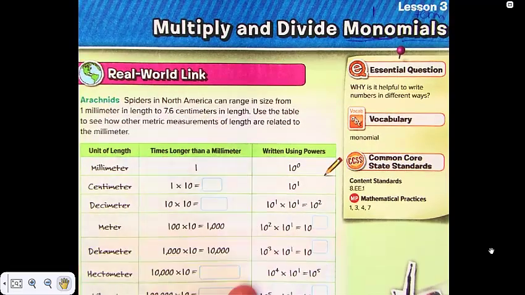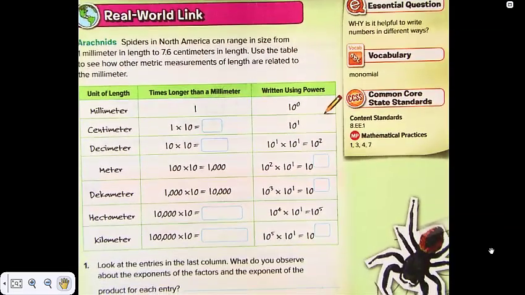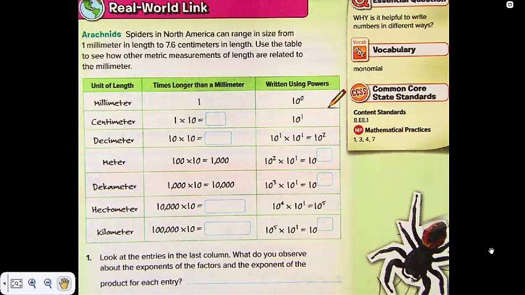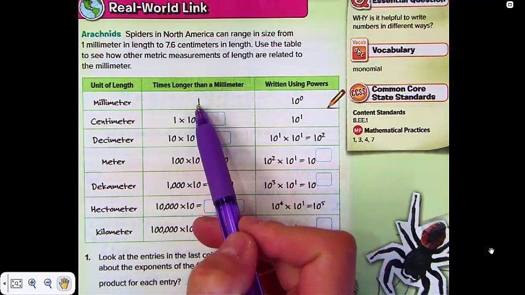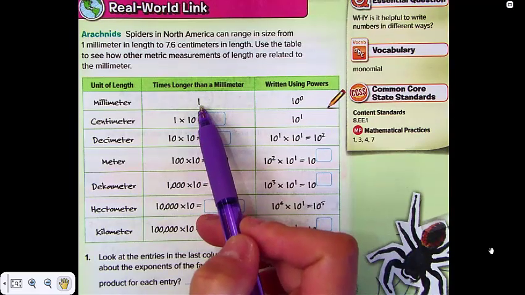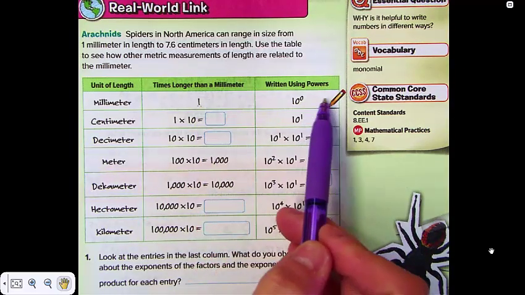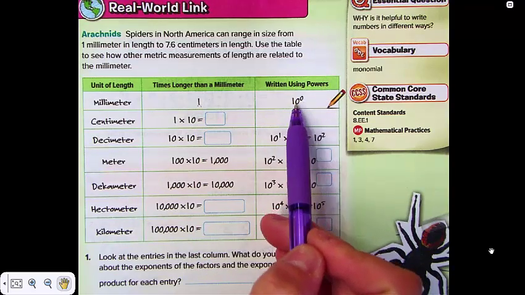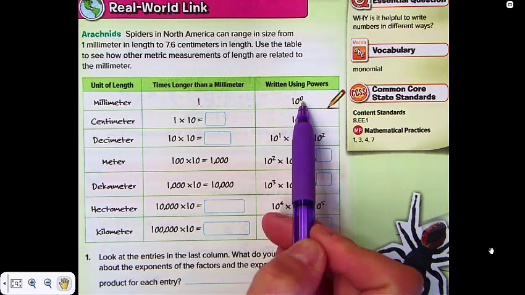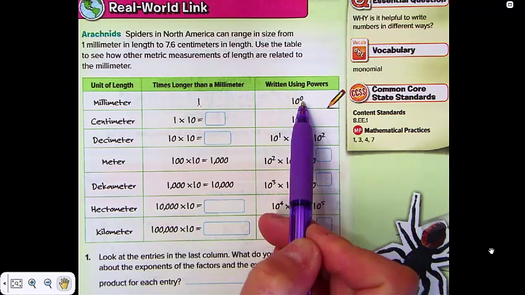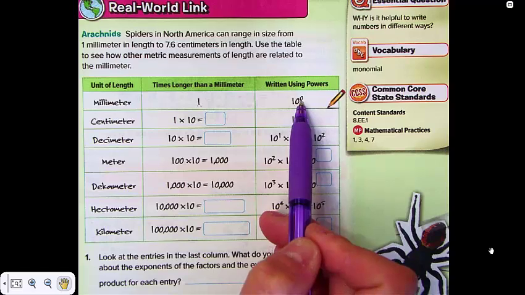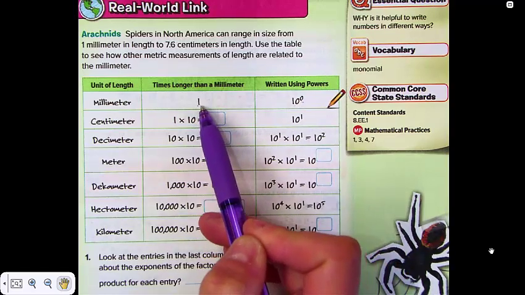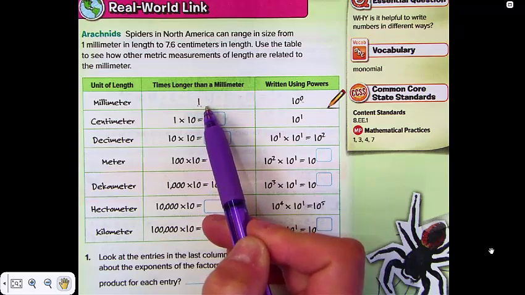This is a breakdown of lengths, and it's talking about the unit of lengths, but really what we're trying to focus on is the powers. Anytime we have a power of 0, 10 to the power of 0, 18 to the power of 0, 394 to the power of 0, all of those, if they are to the power of 0, they equal 1. So it doesn't matter what the number is, if it's to the power of 0, it equals 1.